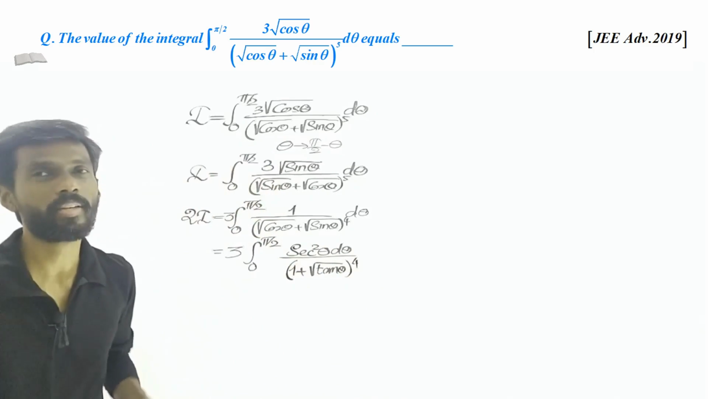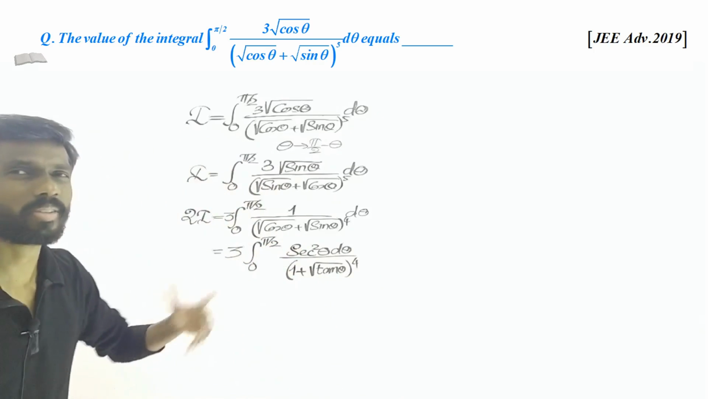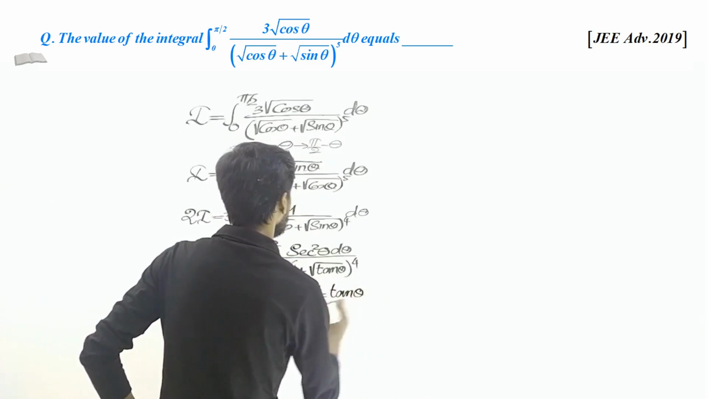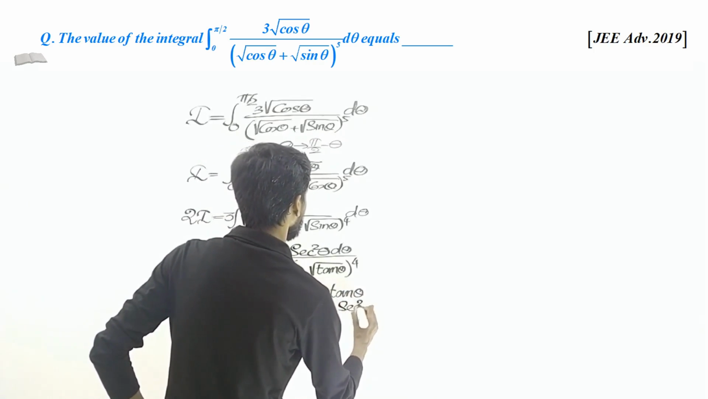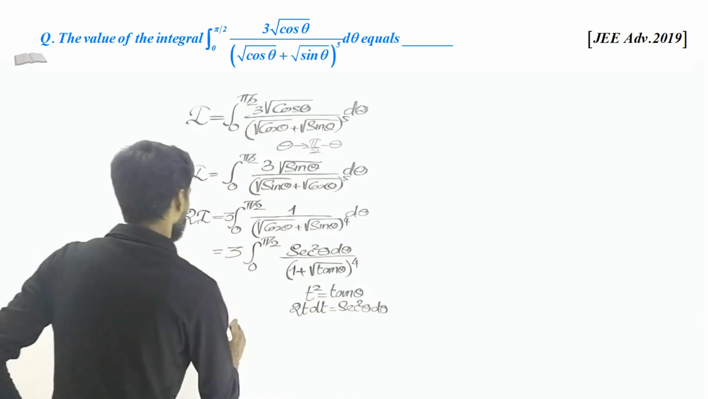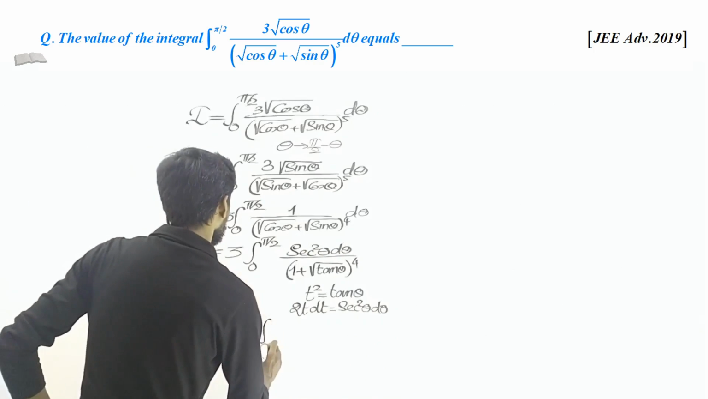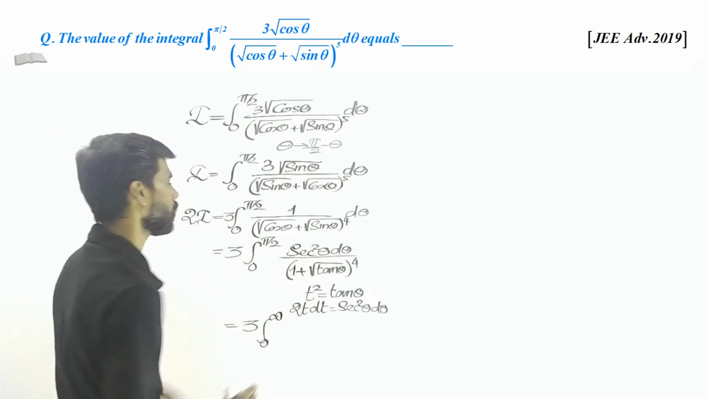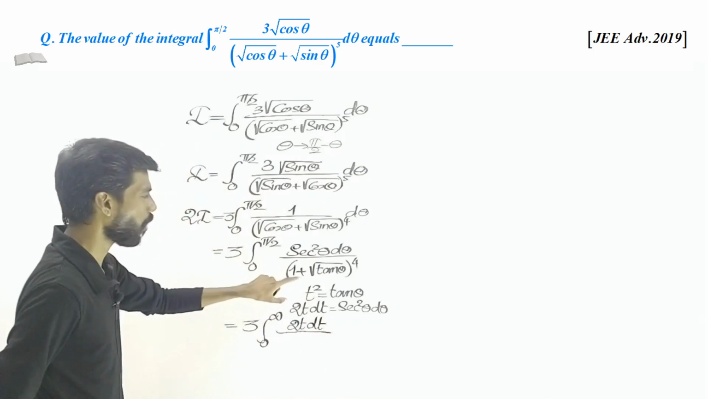Now obviously, tan theta is there and secant square theta is there, so we have to do the substitution. Take tan theta equal to some t, or we can take t square equal to tan theta because it is inside the root. That means 2t dt equals secant square theta d theta. The limit will also change: tan 0 is 0 and tan pi by 2 is infinity. So this secant square theta d theta becomes 2t dt, divided by 1 plus t.